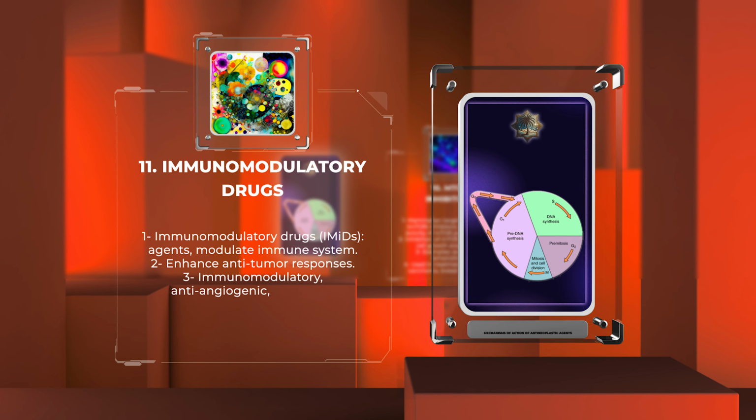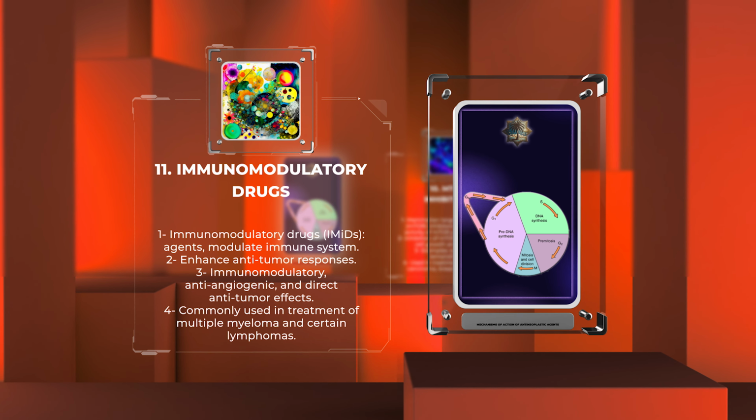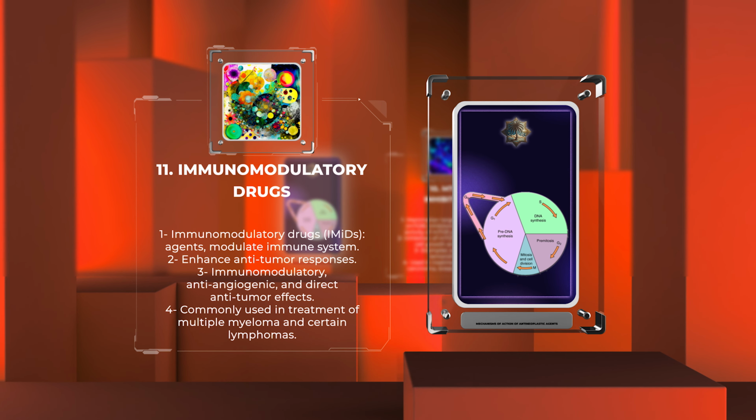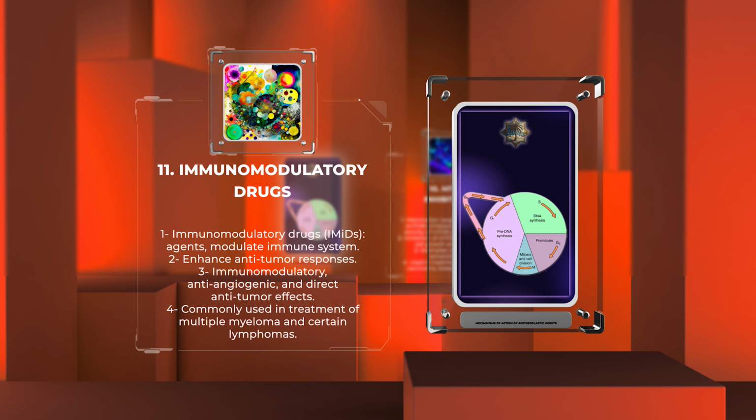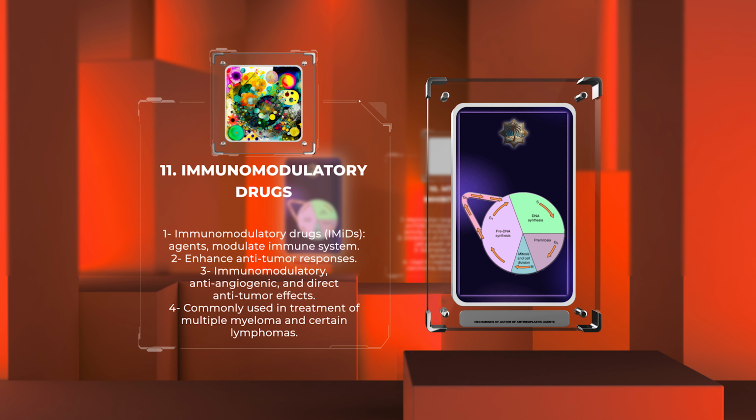Immunomodulatory drugs, IMiDs, are a class of agents that modulate the immune system to enhance anti-tumor responses. IMiDs, such as lenalidomide and pomalidomide, have immunomodulatory, anti-angiogenic, and direct anti-tumor effects. These drugs are commonly used in the treatment of multiple myeloma and certain lymphomas.